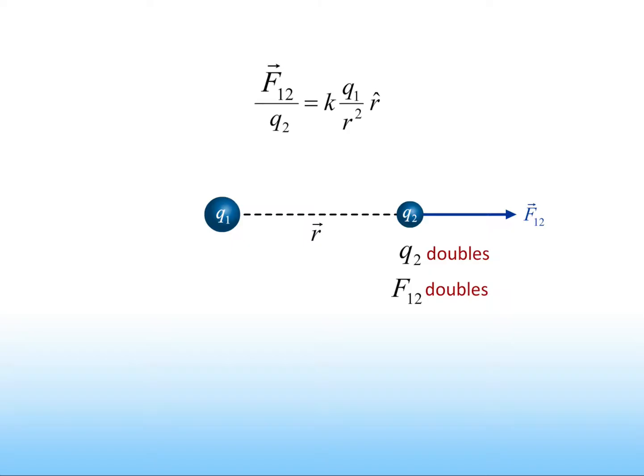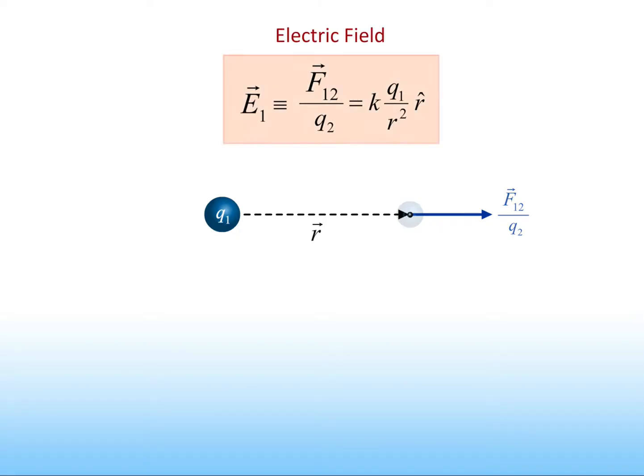This constant, the force per unit charge, is really identified with the position of Q2. This force per unit charge at the position of Q2 is totally determined by the magnitude and location of Q1. We will call this quantity the electric field.